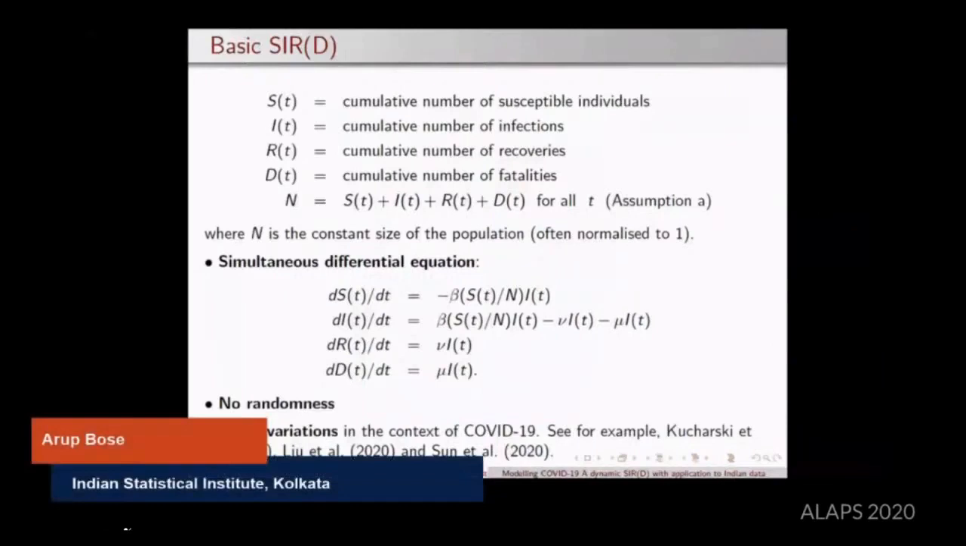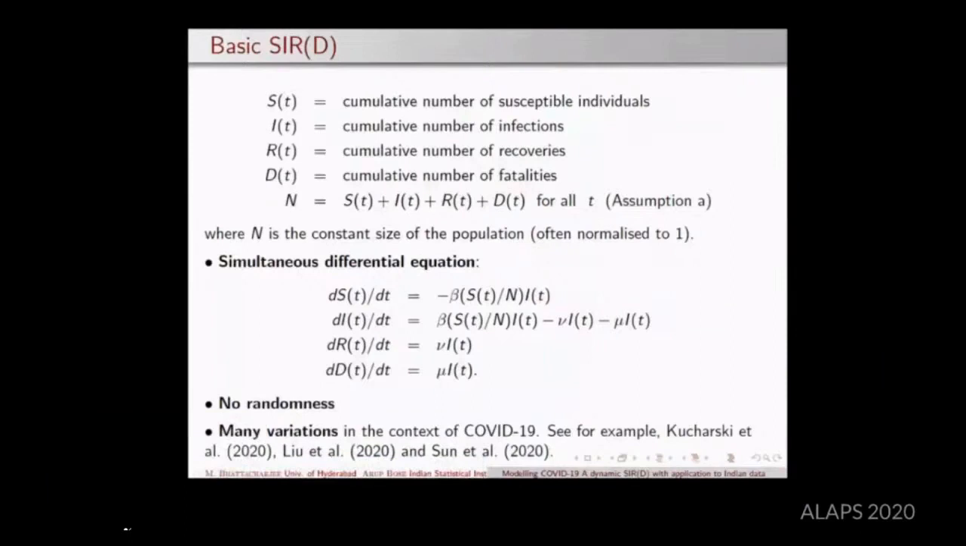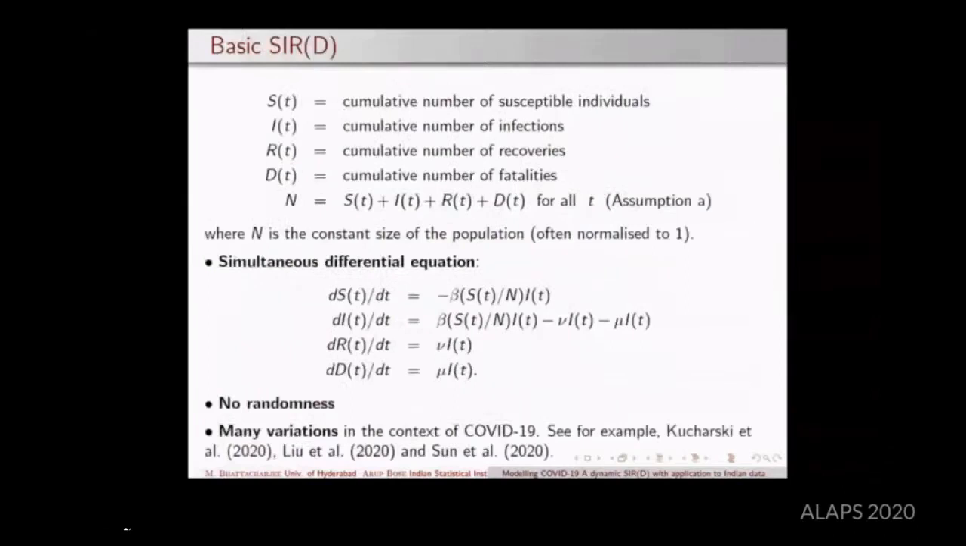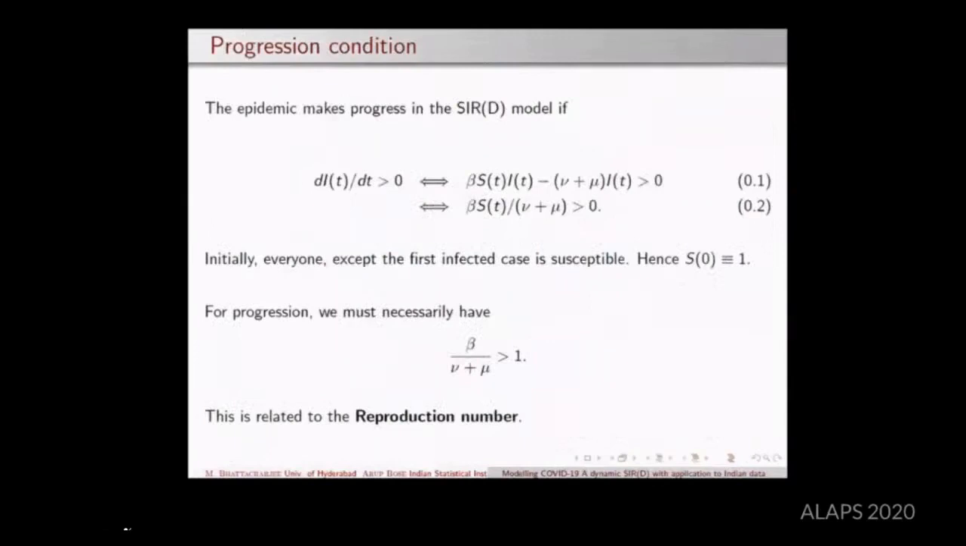And of course, there are many variations in the context of COVID-19. And there are a couple of references that we have listed at the end of the lecture. The progression condition, which means that the epidemic will not stall, will not stop, but will continue to progress, holds if and only if the rate of infections is positive. And one can check by using the equations given in the previous slide that this happens if and only if beta over nu plus mu is greater than zero. So that is the condition on the three parameters for the infection to progress.